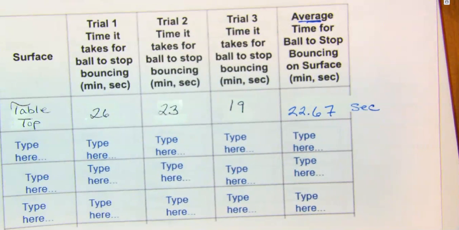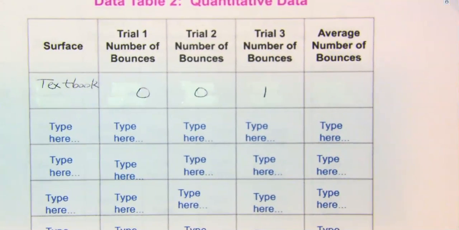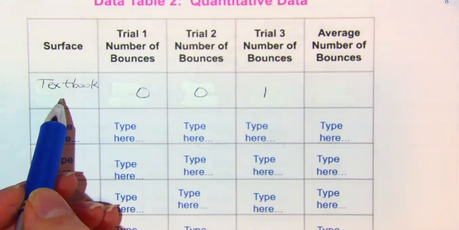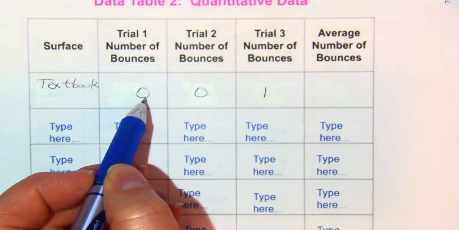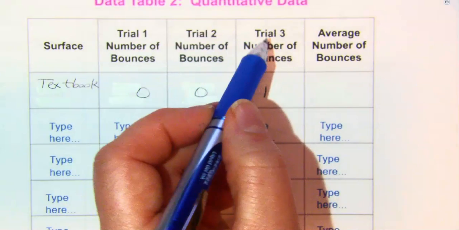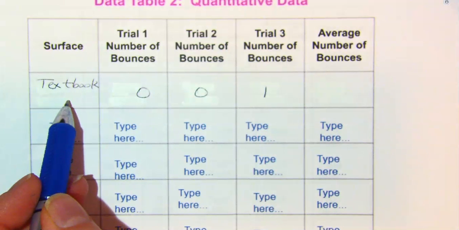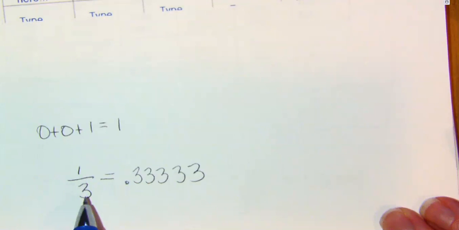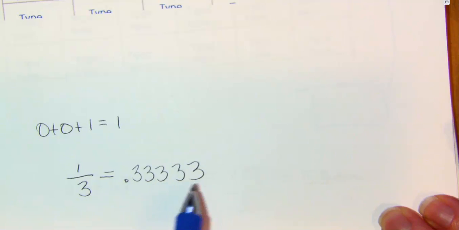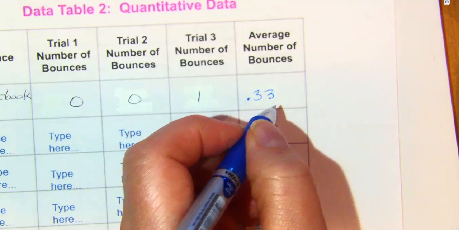Okay? So what if you did not use a stopwatch during the Bouncing Balls lab? Instead, you just counted the number of bounces. So let's pretend I dropped my ball on the science textbook. In trial 1, the ball did not bounce at all. Trial 2, 0 bounces, but trial 3, there was only 1 bounce. So what is the average number of bounces for the ball as it collides with the textbook? It would be 0 plus 0 plus 1 gives you 1. 1 divided by 3 is 0.333333. So we just round to the nearest 1/100th place value, so the average number of bounces is 0.33.